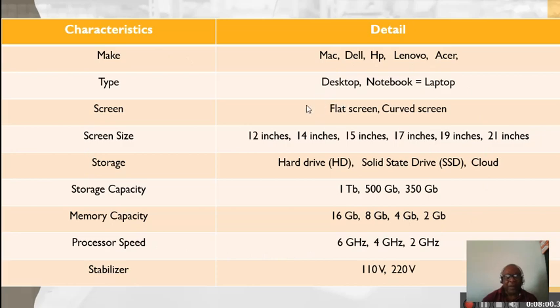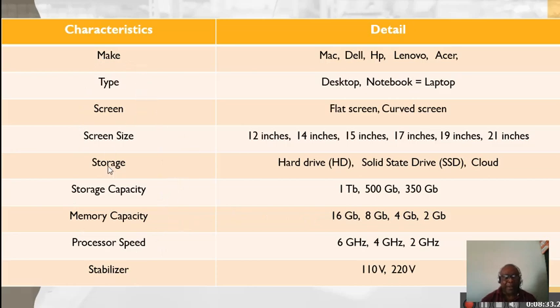You can't just tell someone that you bought a computer. You say the make and the type, and then you tell them the screen is a flat screen or curved, and the size is this, 15 or 21 inches, and then it has a hard drive or SSD, or you are going to use the cloud. And the storage capacity is 1 terabyte or 500 gigabytes or 250 gigabytes. Talk about the memory and talk about the processor. So these are the things that qualify the computer.